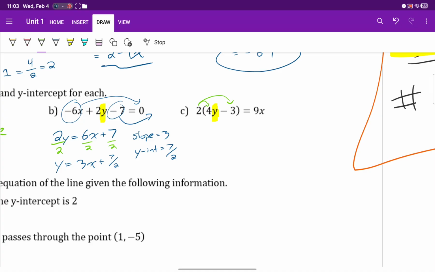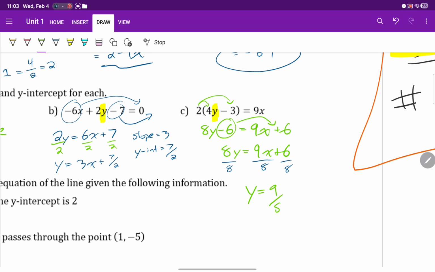And what I'm going to do here is distribute that. So I get 8y minus 6 equals 9x. Now I still want to isolate for y. I'm going to bring that 6 over where it's going to become a plus 6. So I get 8y equals 9x plus 6. And then we are going to divide both sides by 8, everything by 8. And when I do that, I get y equals 9/8 x plus 6. So my slope is 9/8 and my y-intercept is 6. Okay?